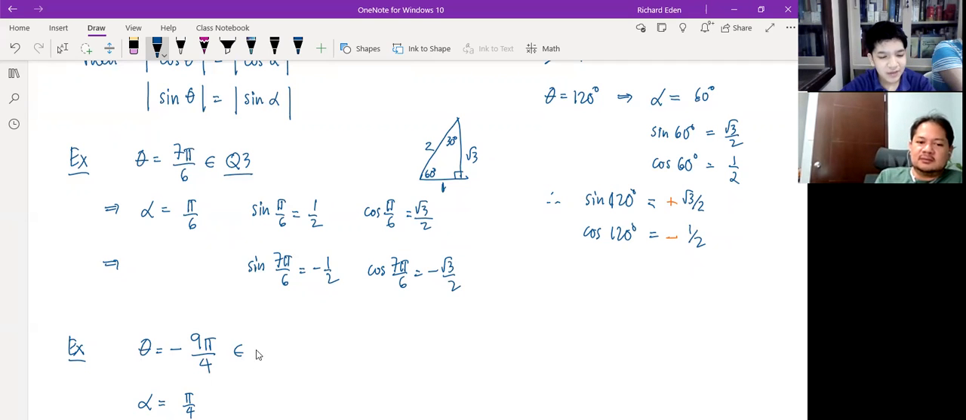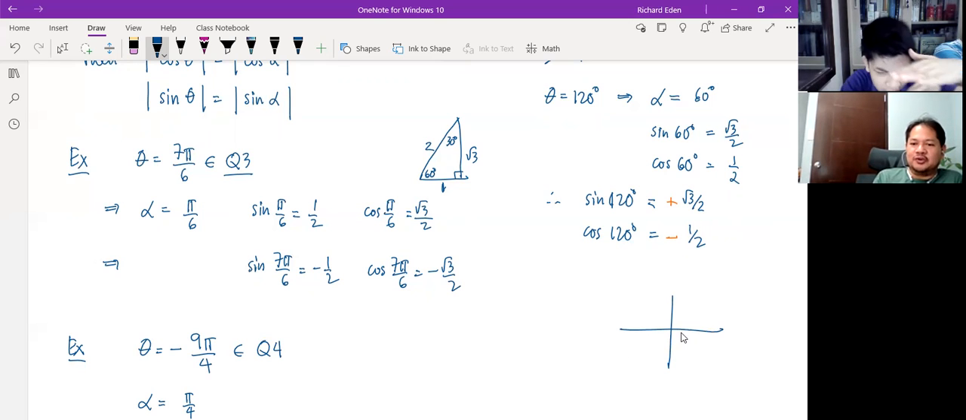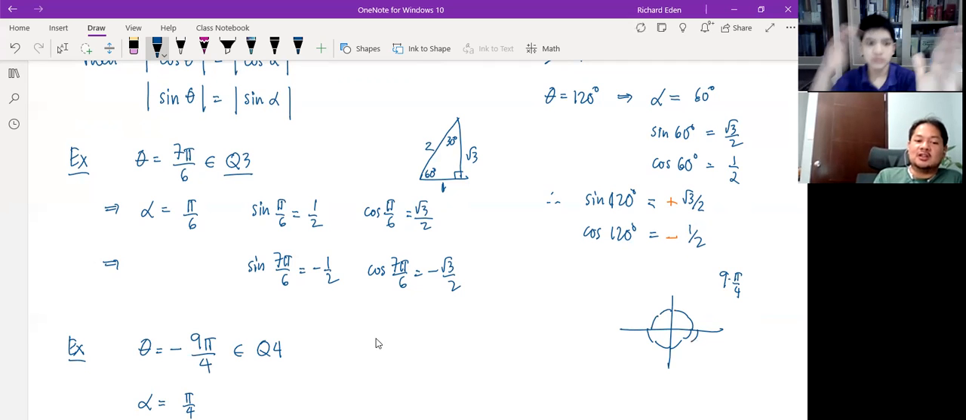What's the quadrant? First. Tangent is positive. Wait. First, what's the quadrant of theta? Negative 9 pi over 4 is negative, so counterclockwise is not right. One quarter is the second quadrant, but I need the fourth quadrant. Yes, quadrant four. So pi over 4, and then 9 pi over 4, but clockwise. So, 1, 2, 3, 4, 5, 6, 7, 8, 9. So we're in the fourth quadrant.